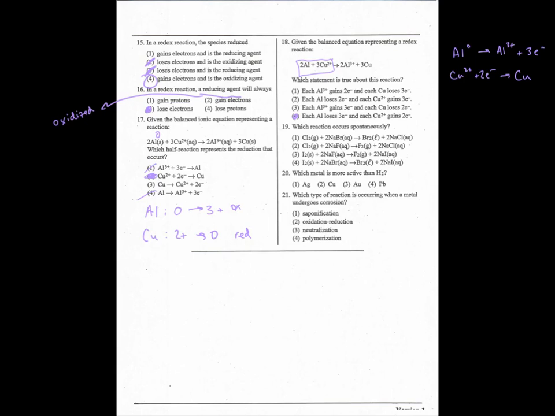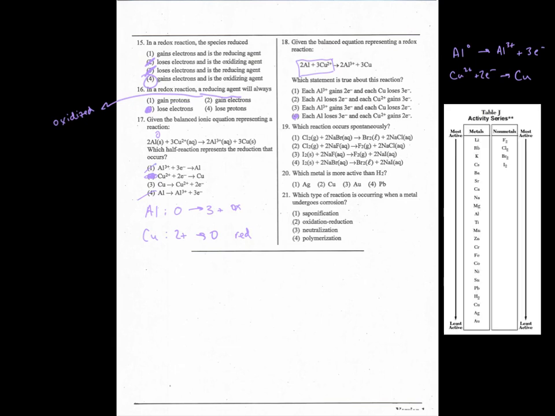Number 19, which reaction occurs spontaneously? So this requires us to look at table J. All right, number 19, I pulled up table J again because we need to see who reacts more spontaneously. So spontaneous reactions, oopsie daisies. Let me pick another color while I'm at it. Let's go for red. Which reaction occurs spontaneously? So when we say spontaneously, we mean the free element, the one that starts off by itself, has to be more active.